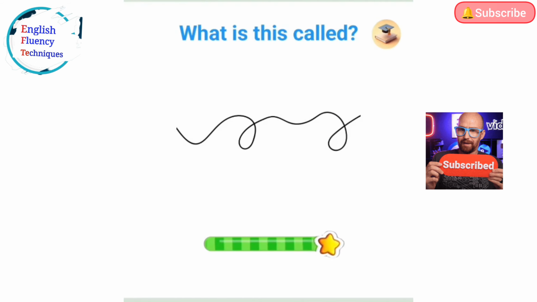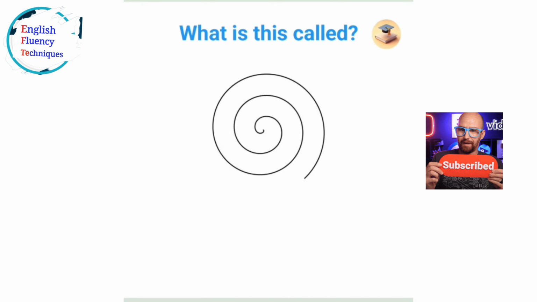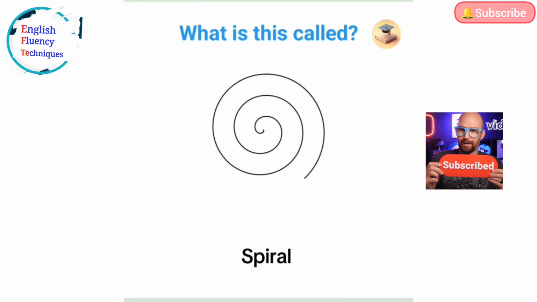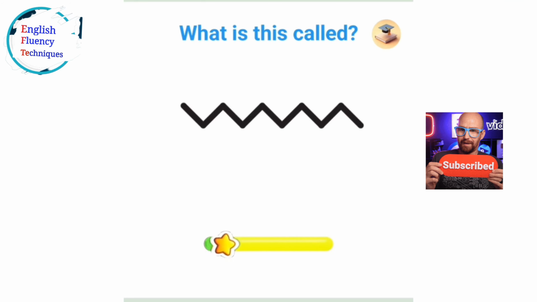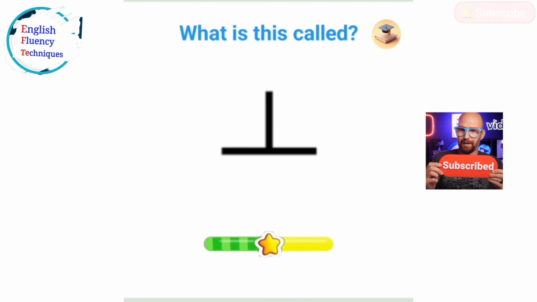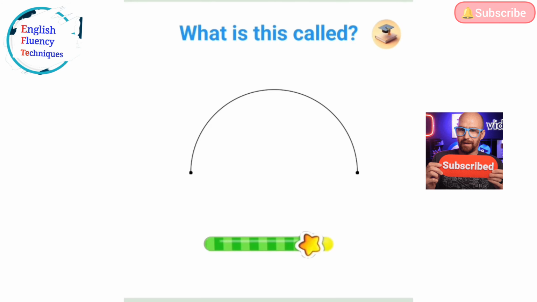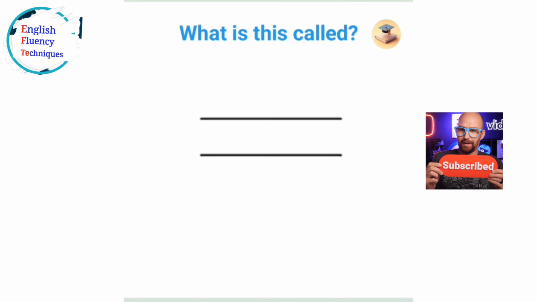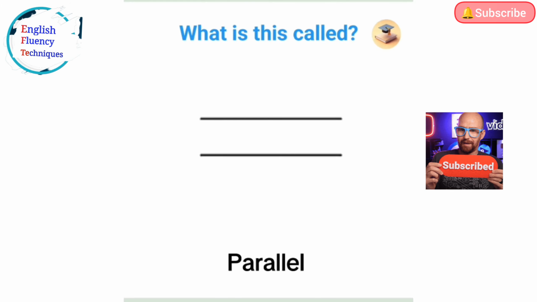What is this called? Loopy. What is this called? Spiral. What is this called? Zigzag. What is this called? Perpendicular. What is this called? Curved. What is this called? Parallel.